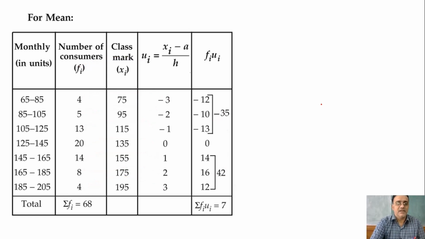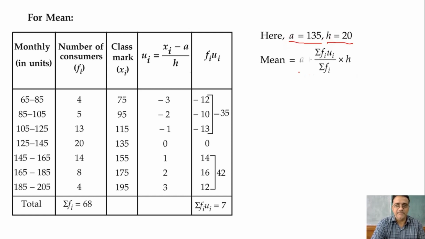All the values have come. Now we'll write A is equal to 135, H is equal to 20, and the formula is A plus summation FU upon summation F into H. Substitute all the values: 135 plus 7 upon 68 into 20. Okay, this is 140, we can simplify it further, 34, 17, 5. Okay, divided by 4. So 35 upon 17, so 2.05 approximately.